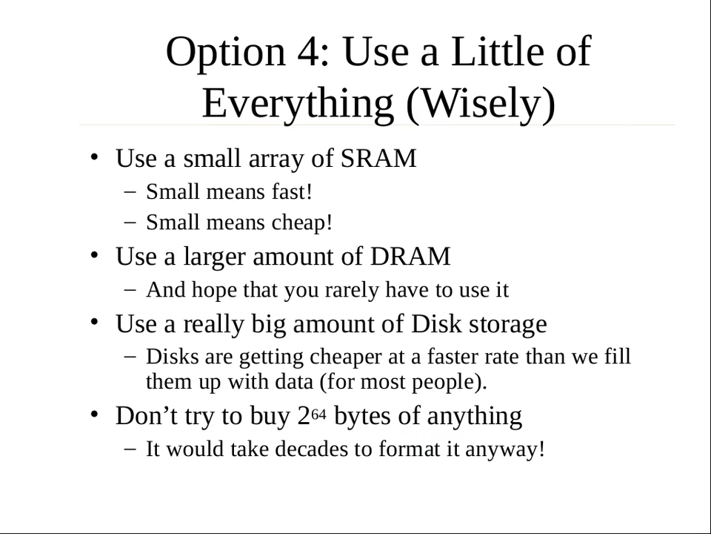Use a little of everything wisely. Remember, small is fast and cheap, big is slow and expensive. So use a small array of SRAM, then use a larger amount of DRAM for more memory, and use a really big amount of disk storage. Also, don't try to ever buy 2 to the 64th of something. That's how much you would need for 64-bit. It would take forever to format. Anyway, do you really need that much data?